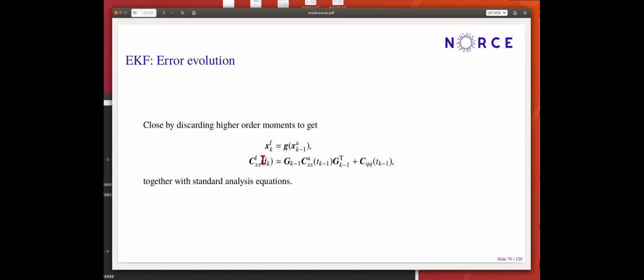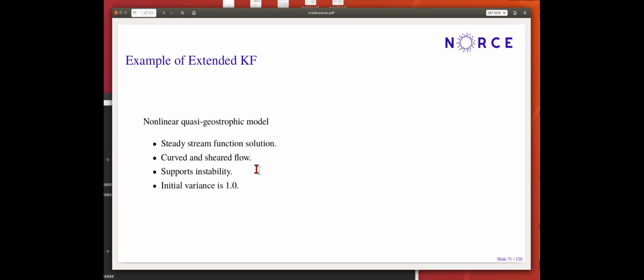And now we can actually solve this, using the Kalman filter update equations together with these two equations. So you have a full nonlinear evolution of the model solution, and we have a linearized evolution of the errors. And the surprising result with this was something I also did during my PhD. I used a nonlinear quasi-geostrophic model, and then I implemented a full extended Kalman filter with this.